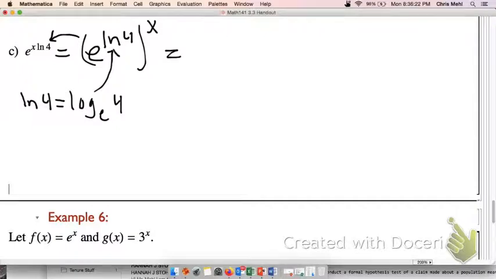So when I do base e and raise it to log base e, you can think of it as these two canceling each other out, and inside the parentheses you're just left with 4, and you still have the x power on the outside. So e to the x ln 4 is 4 to the x. This is going to come up later. I'll probably actually be using this in the next problem. Okay, so last example.